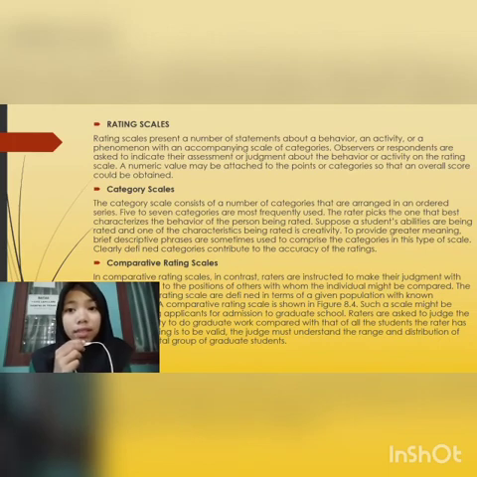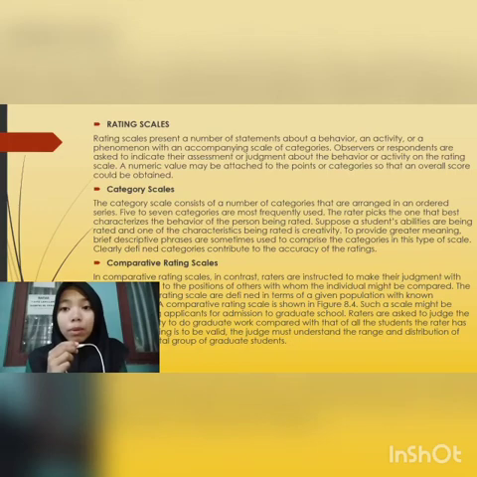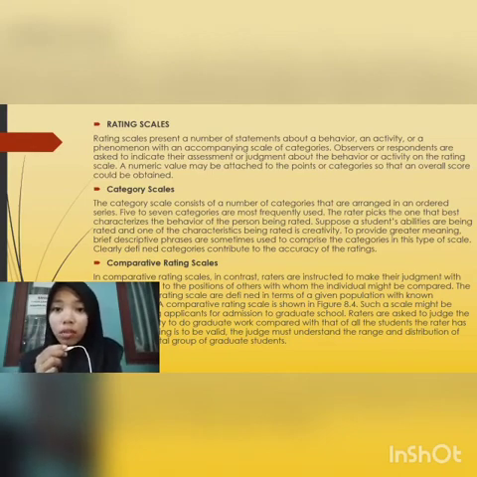And then the last is rating scales. Rating scales present a number of statements about a behavior, an activity, or a phenomenon with an accompanying scale of categories. Observers or respondents are asked to indicate their assessment or judgment about the behavior or activity on the rating scale. A numeric value may be attached to the points of categories so that an overall score could be obtained.